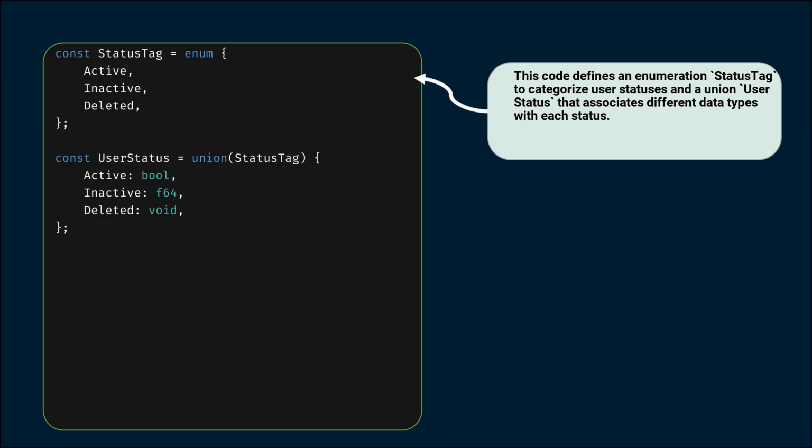Here we specify that when the user is active, a Boolean value is stored. When inactive, a floating point number representing the duration of inactivity is held. And for deleted users, there is no value at all, void. This structure promotes clarity. By looking at the user status union, developers can immediately understand what each state represents.